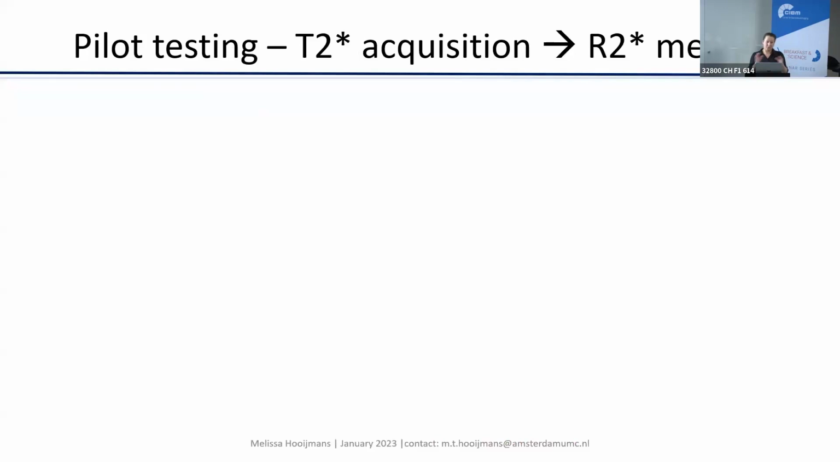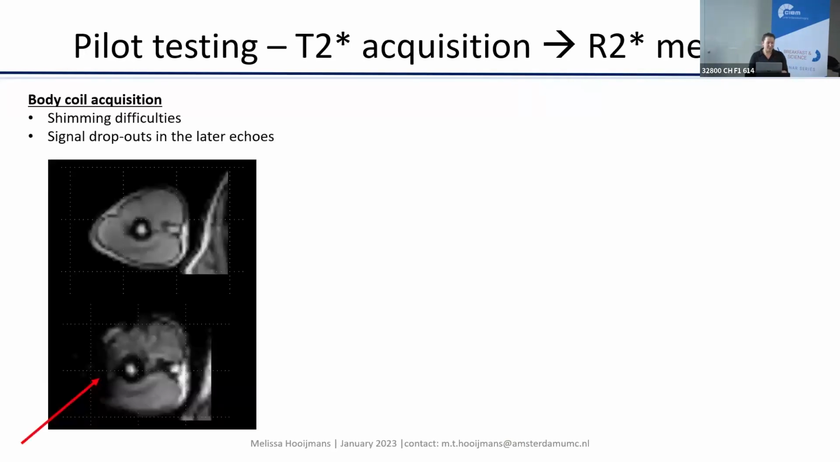And in addition to the phosphorus, we also tried to optimize the T2 star acquisition to look at the level of tissue oxygenation. And here we ended up having troubles with the fact that the arm was positioned more on the outside of the magnetic field. And we were scanning with the body coil rather than with a dedicated surface coil to acquire the images.